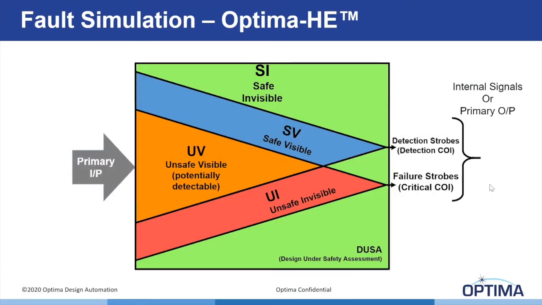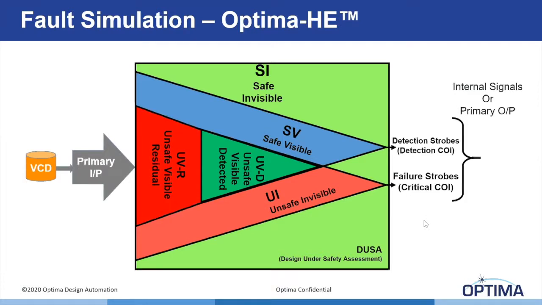So how do you run fault simulation? You have the safety setup and you provide the VCD, and you also have run static analysis and have all this segregation of faults like SI, SV, UV, and UI. As discussed in the previous slide, only UV faults are considered by default, and the user can run on any combination. So once you run UV faults, you will get UVD, which are unsafe visible detected, actually detected by simulation. And there are some faults which are not detected by simulation. Those are called the residual faults.